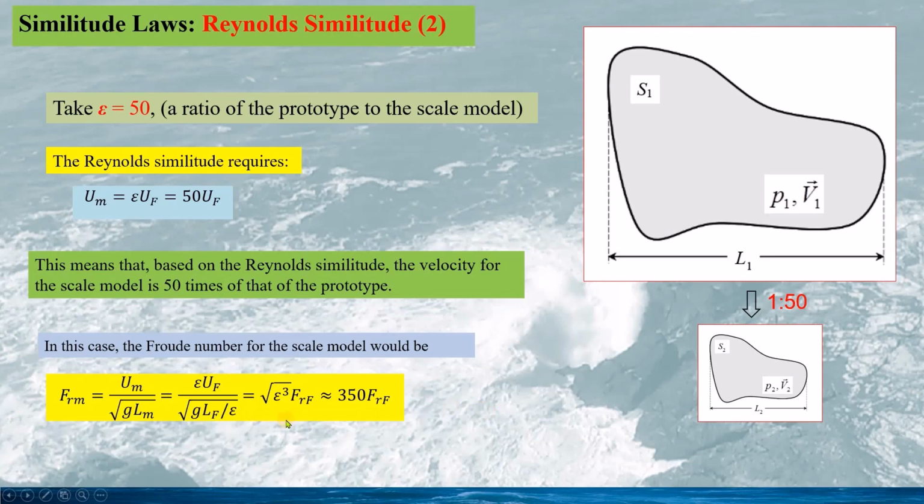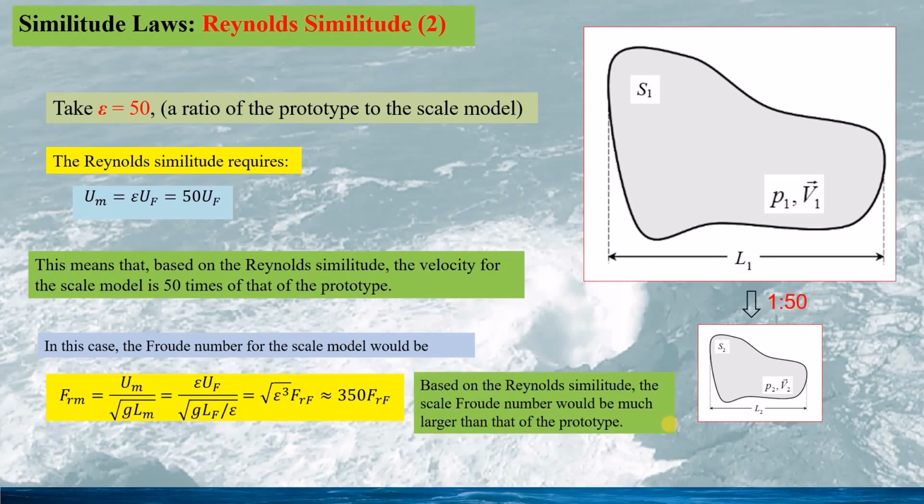And from this calculation, we can see that the Froude number for the scale model would be 350 times larger than that of the full-scale ship. This means, based on the Reynolds similitude, the Froude number for the scaled model would be larger than that of the prototype.